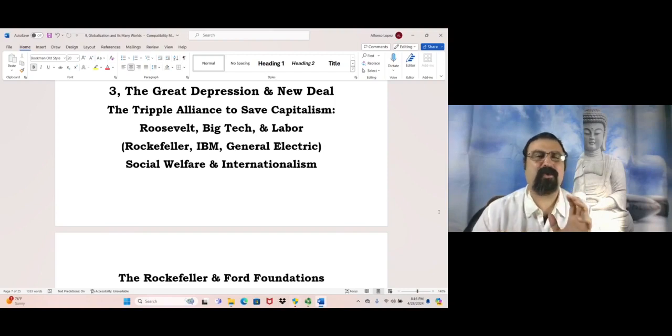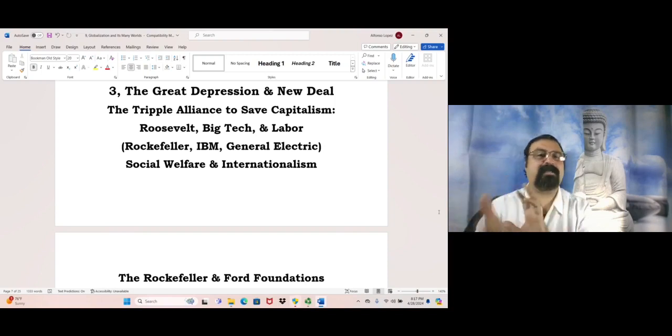Look, what we're going to do is make sure that workers in the United States are treated well, that they have an 8-hour working day, a living wage as well, that they have also benefits and unemployment benefits, health insurance and the like, and of course pensions and social security, social welfare, in other words. And in return, the labor movement will have to get rid of those radical elements within the movement, like communism and the like.